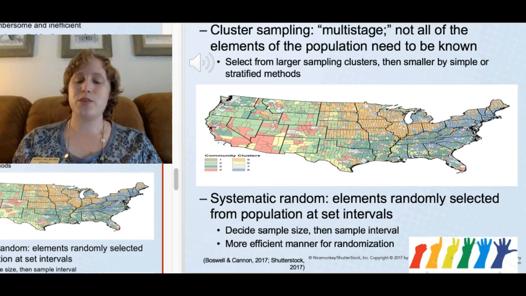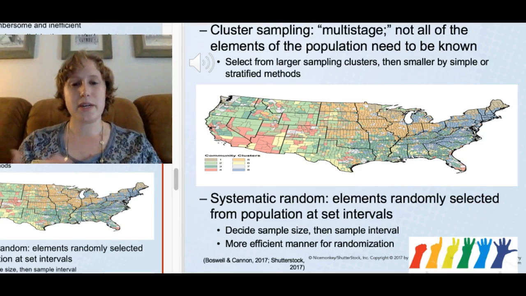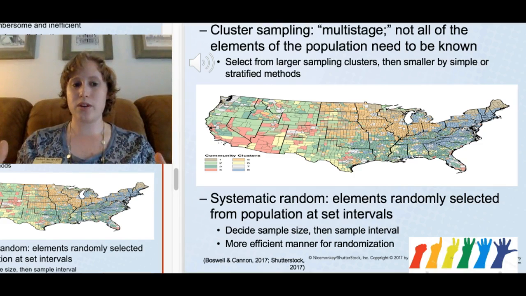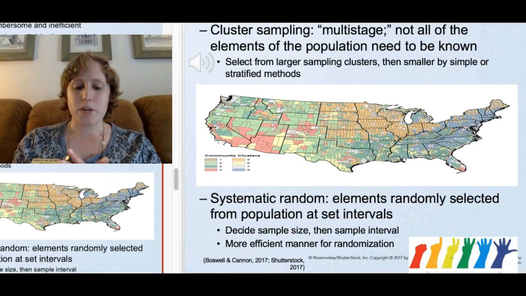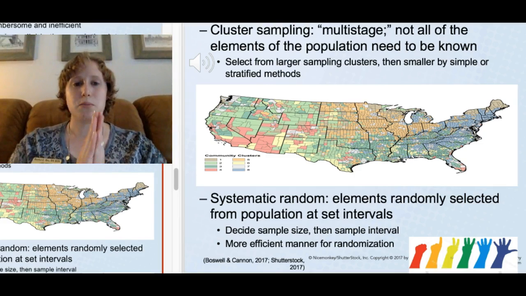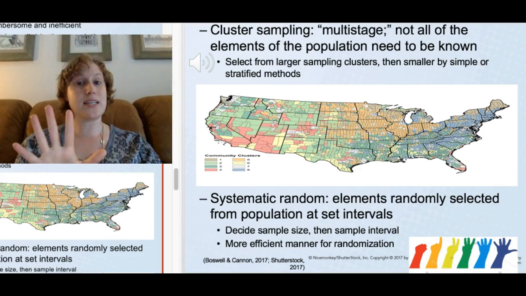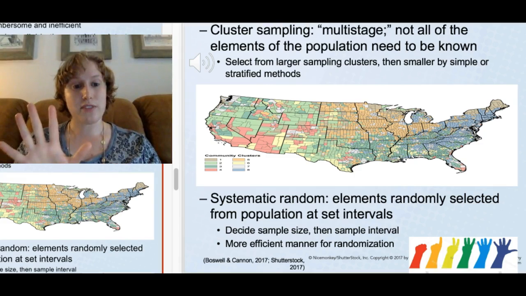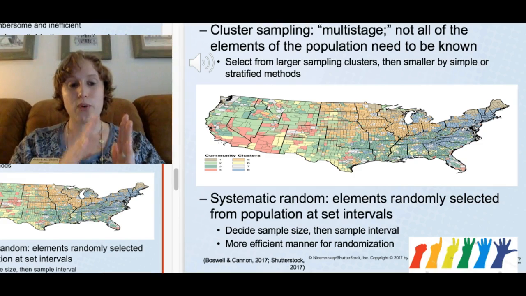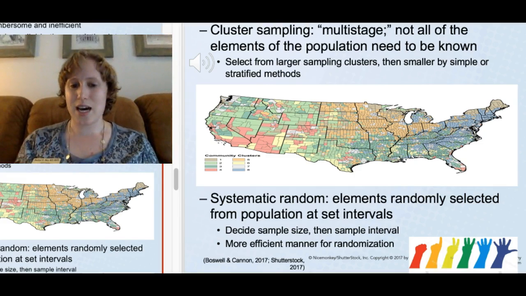Systematic random is one of the most efficient methods of randomized sampling. It can be done using a computer program. This is when we start with a random number. Let's say from our accessible population, person number 15 is going to be the first person involved in our sample. Then every fifth person after her will be a part of our sample as well. So we go in those intervals until we reach our full sample size.